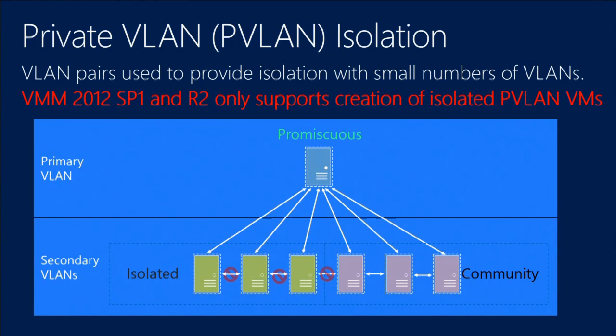Now in VMM, we only support creating VMs of type isolated, so that you can create an isolated VM. It can talk to a promiscuous VM, but we can't create those promiscuous VMs from within VMM. You can get simulation of a community in a lot of ways by actually using network virtualization on the back end of a PVLAN network to basically connect your isolated VMs together. And that way you're actually creating a type of community using network virtualization.